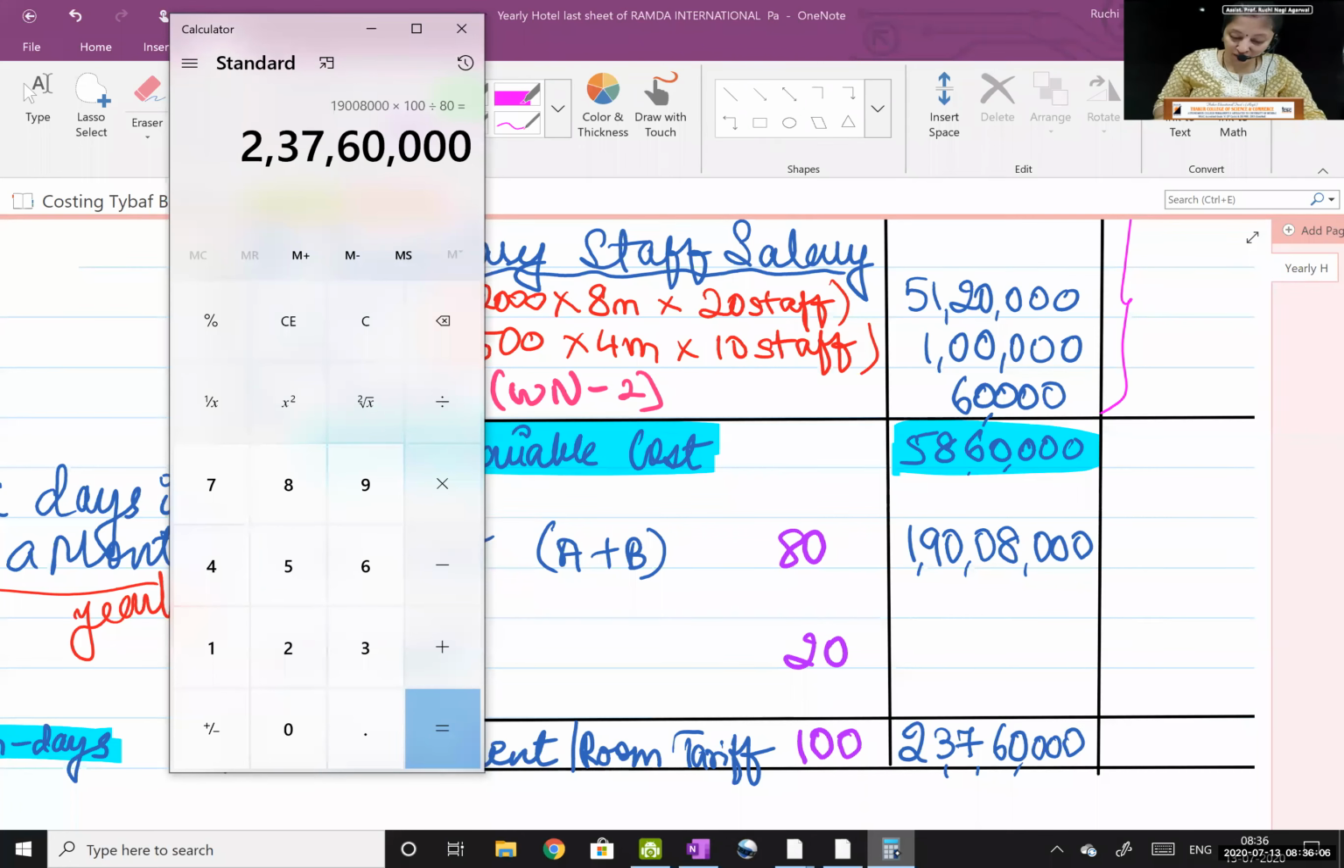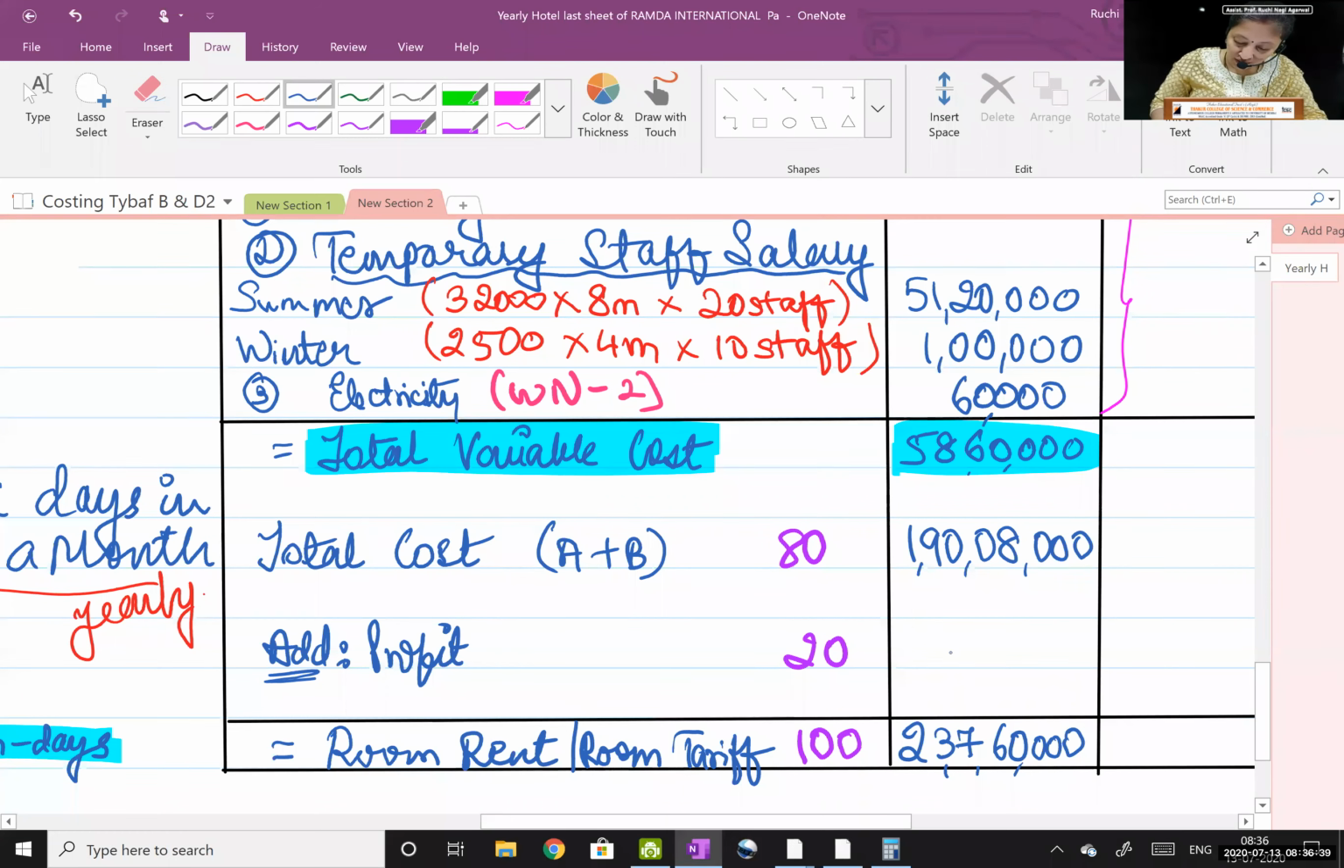Subtract the cost price from it. How much is my cost price? 1 crore 90 lakhs 8,000. Let me cross check, just a minute. 2 crore 37 lakh 60,000 minus my cost price, 1 crore 90 lakhs 8,000. The answer is 47 lakh 52,000.